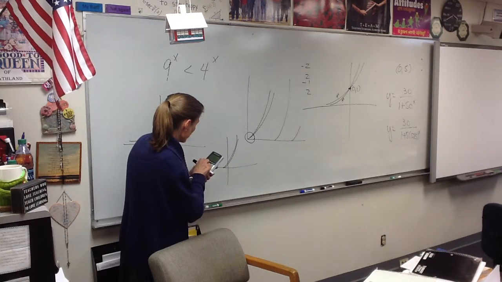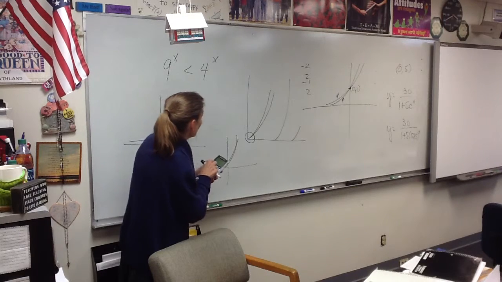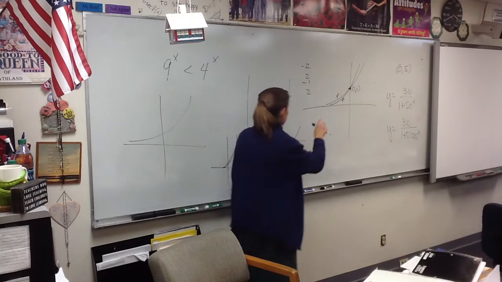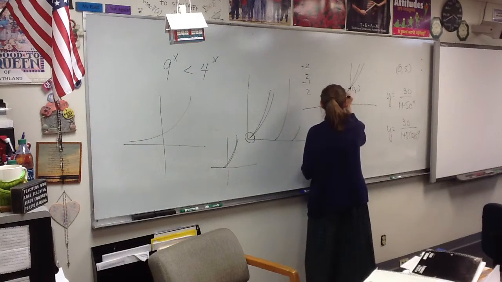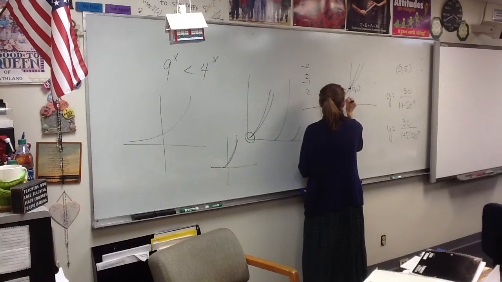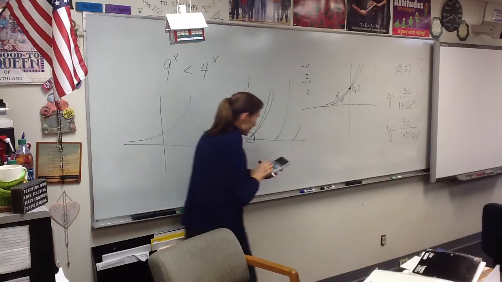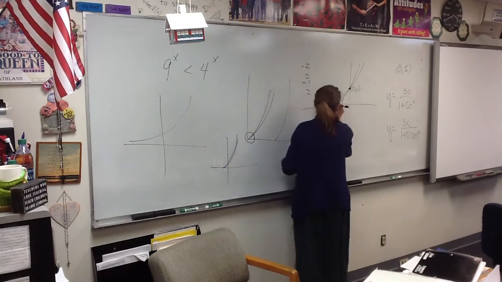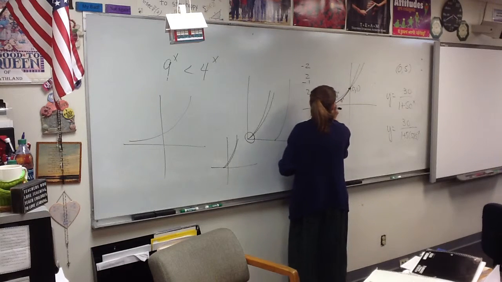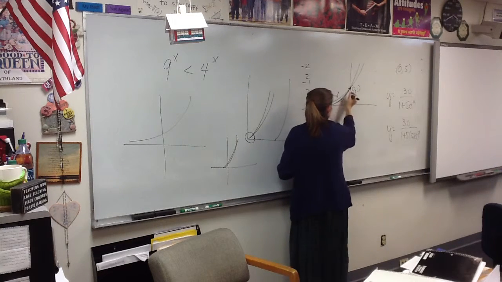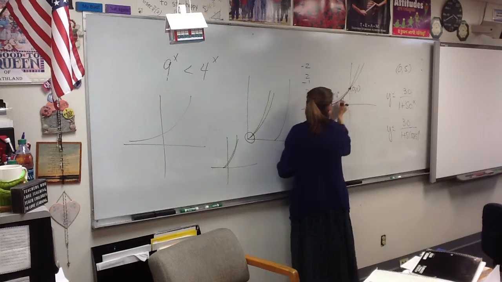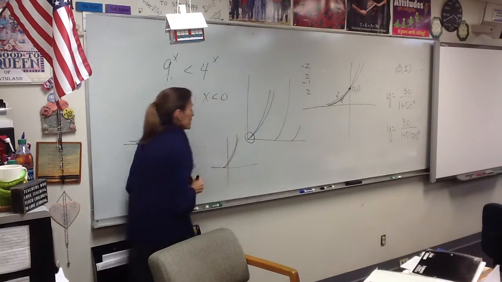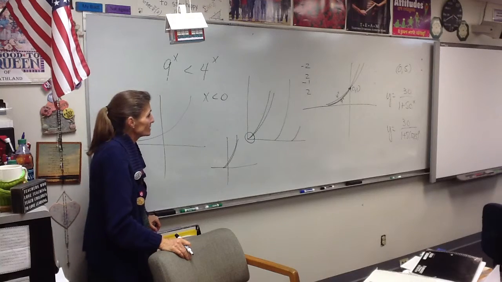Okay, which one did I put in first? Oh, I put in the 9 first. So this is the 4 to the x, and this is the 9 to the x. Okay, that makes more sense. So I want the 9 to be less than the 4. So that happens right here in this part of the picture. So x has to be less than 0. So your answer is all the x is less than 0.